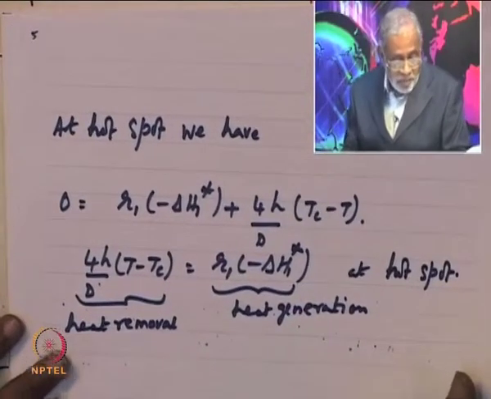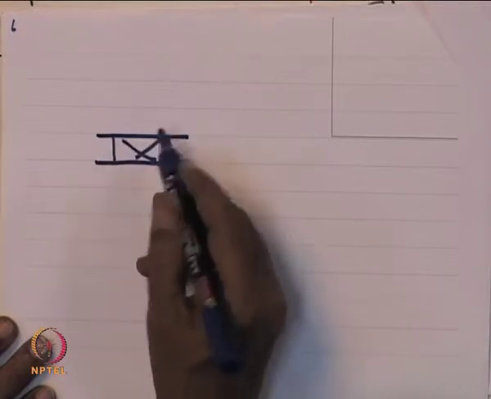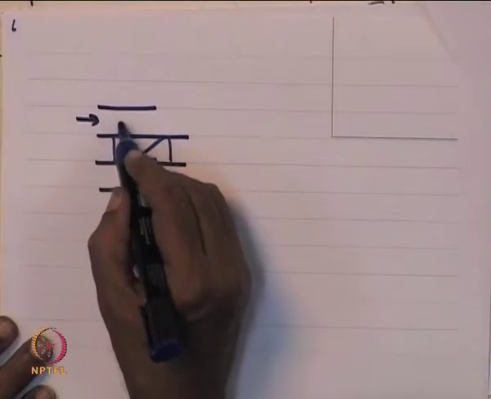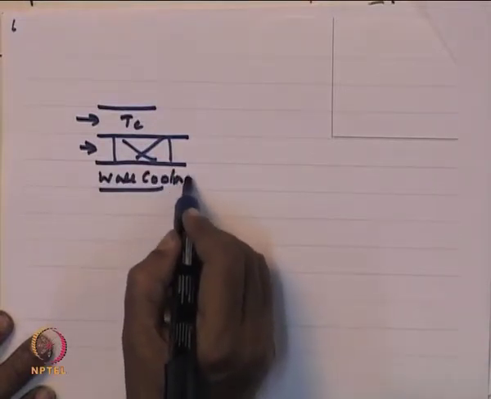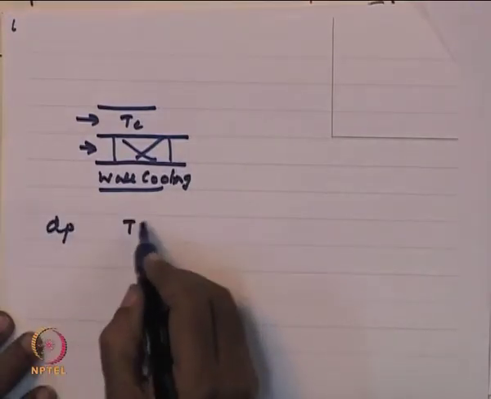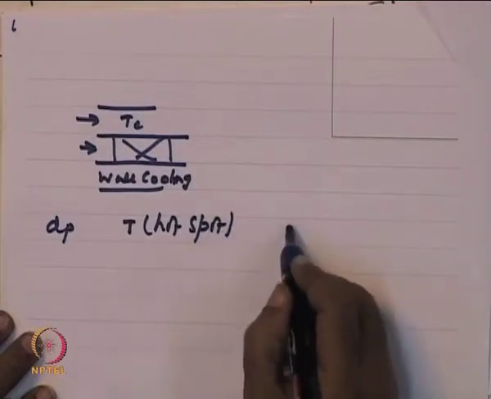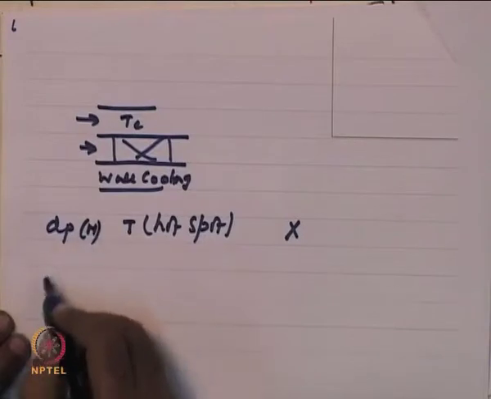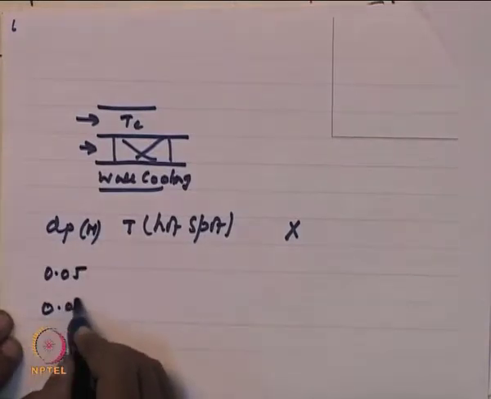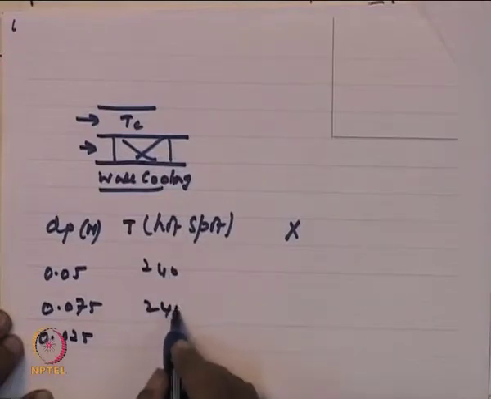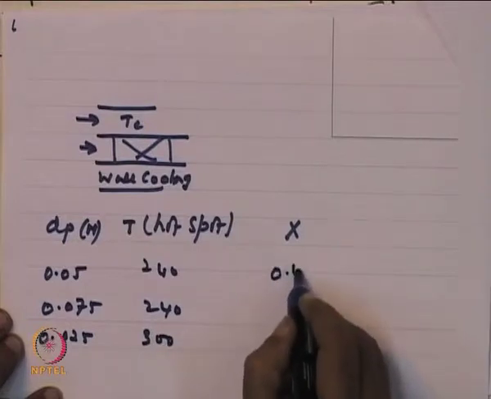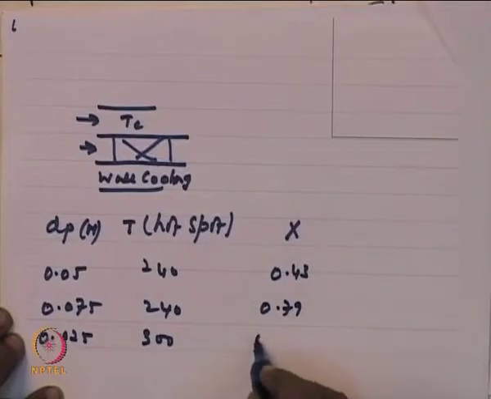Now, I have some data. Let me just put down this data. You have an exothermic reactor which is cooled by the wall, wall cooling, Tc, and this is T. The data gives the diameter, the temperature at the hot spot, and the conversion at the hot spot. These numbers look like this: 0.05, 0.075, 0.025, and then you have 240, 300, and the conversions 0.43, 0.79, and 0.61.